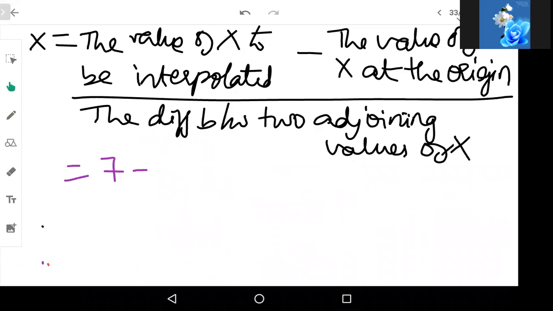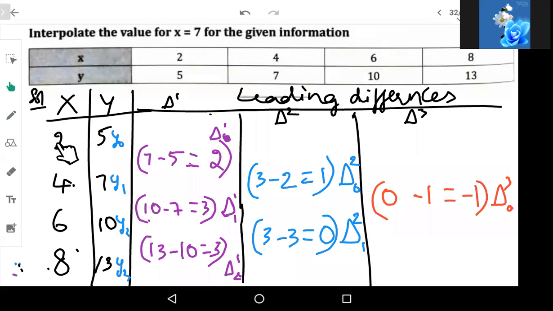So take that value of x at the origin. 7 minus 2 divided by the difference between two adjoining values of x. Adjoining is here, one after the other. So what is the gap between the values of x? That is what is being considered. The gap between the values of x here is 2.